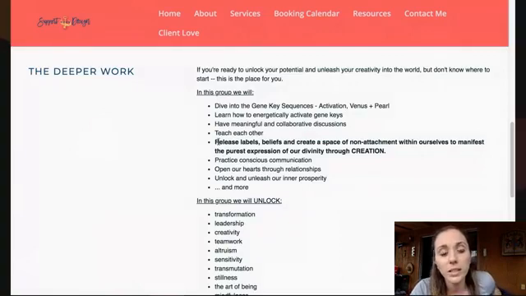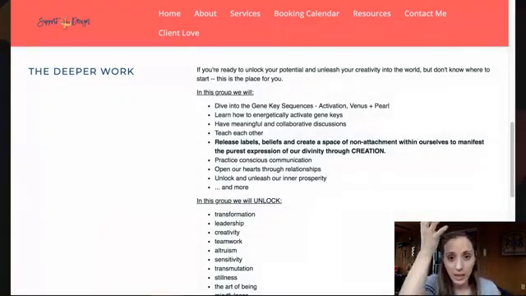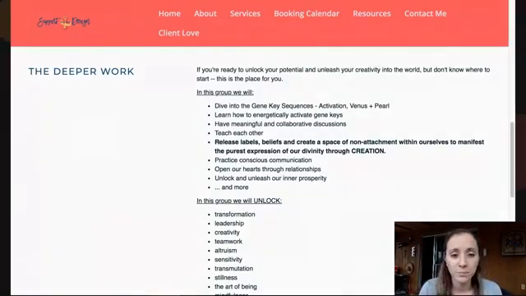We're also going to release, like I said, labels and beliefs, and we're going to create this space of non-attachment within ourselves to manifest the purest expression of our divinity through creation. That's a lot of wordy stuff, but that's how they wanted me to write it out. It came so strongly through me. I'm like, okay, so we're going to release all of our labels. We're going to burn down our walls. We're going to find our heart space.